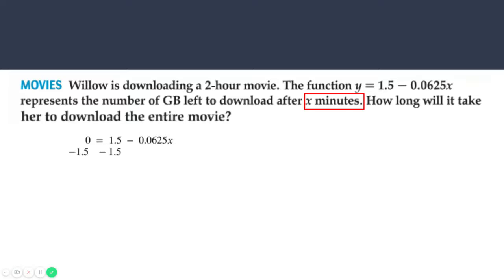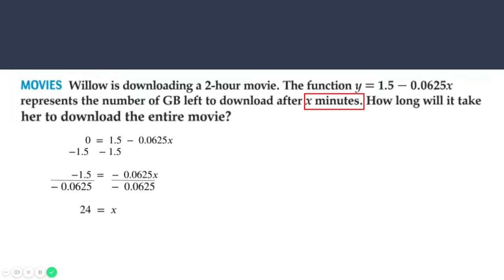So first thing I'll do is subtract 1.5 from both sides. I'll have negative 1.5 equal to negative 0.0625x. We've got to get the x by itself, so we're going to divide both sides by the decimal negative 0.0625. And this should all work out since negative divided by negative is positive. Use the calculator, and it'll simplify to give us 24 is equal to x.